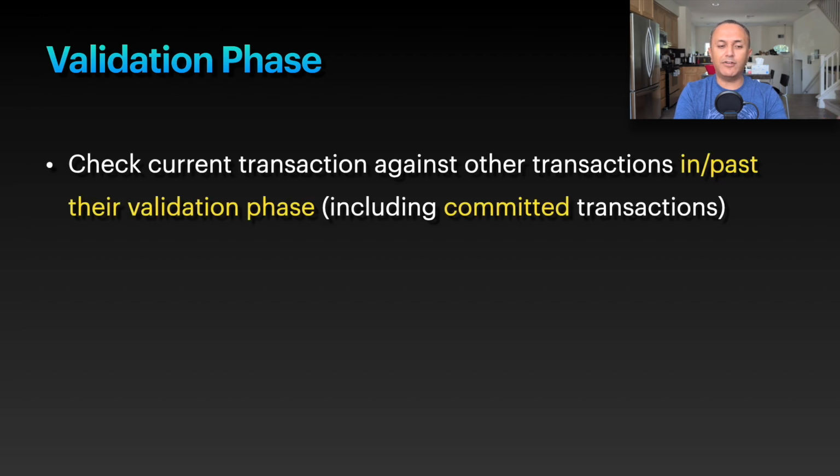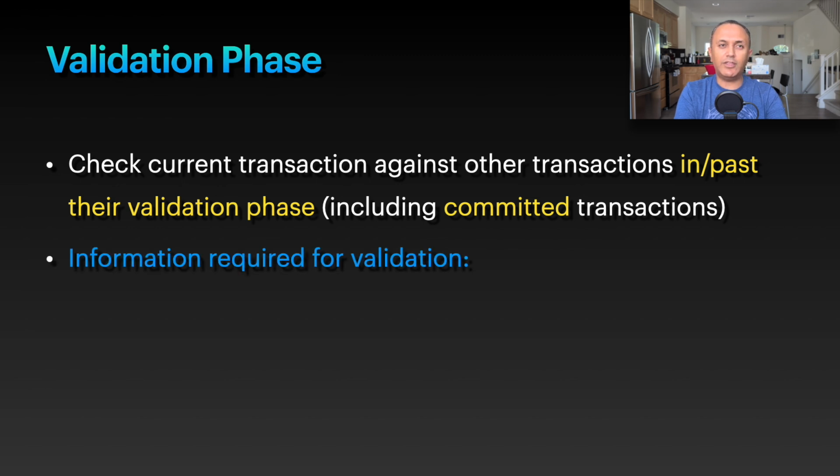So basically, when you reach the validation phase of a given transaction, we have to check this transaction against other transactions that are either in or past their validation phases. So transactions that are either being validated at this moment or have already been validated or even committed. Now we have a transaction on hand. This is the one that we're validating, and we have other transactions. So we have to do these pairwise validations between the current transaction and each of the past transactions. And each of those pairwise validations have to be successful in order to say that validation for this transaction was successful.